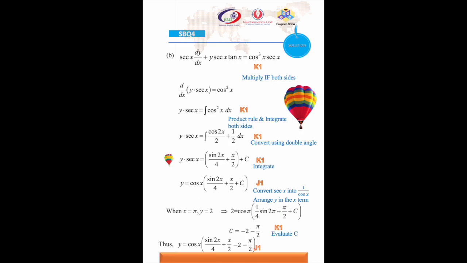Since the question wanted a particular solution, we need to use the value of x equal to pi and y equal to 2 to find the value of c. Once you sub, you're going to get negative 2 and negative pi over 2, and then you're going to resub that. You'll get 1 mark for that, and then you're going to sub the value of c into the general solution that you have before, and then this is your particular solution. You're going to get 1 mark for writing the particular solution with no unknowns, no c at all.